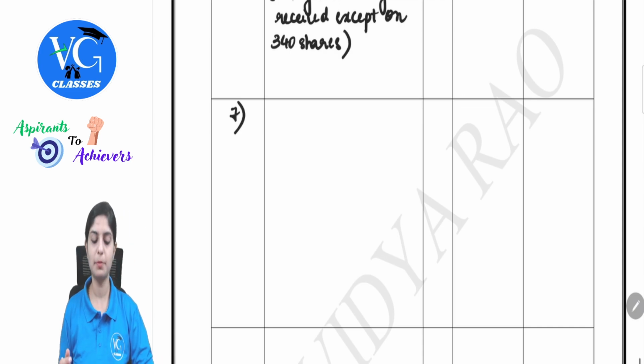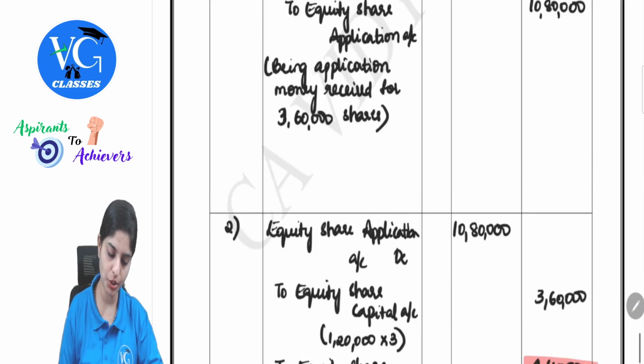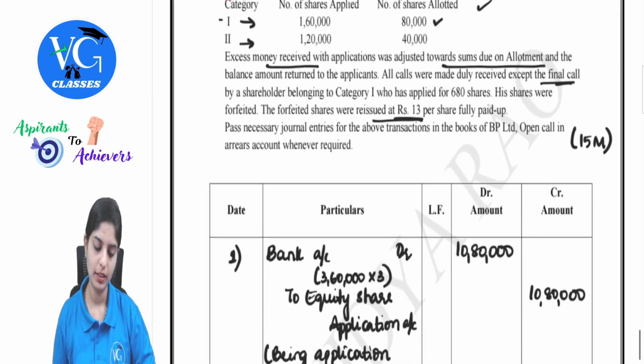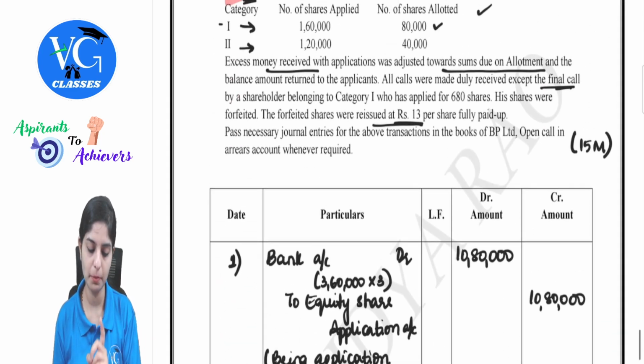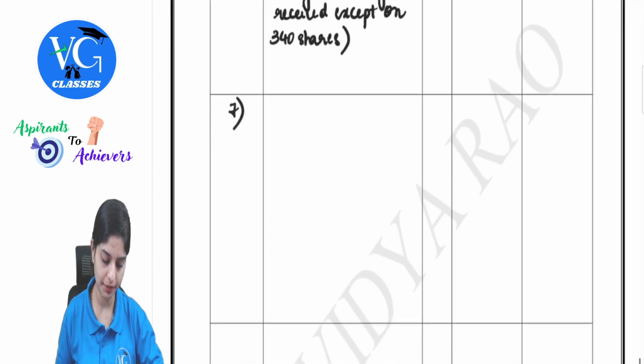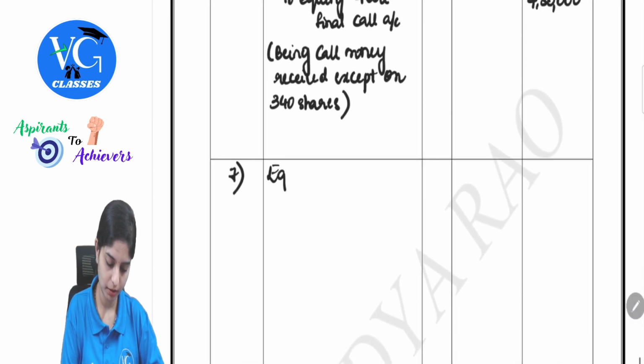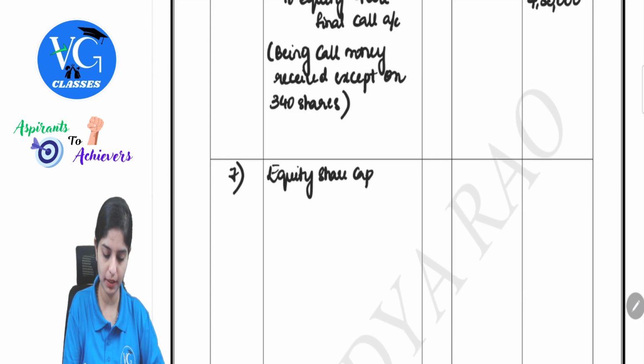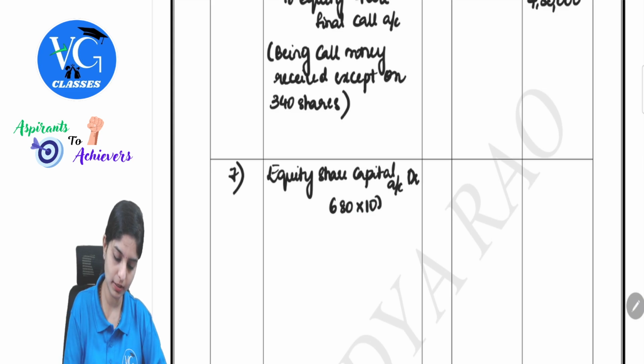Now these shares have been forfeited. The reason for forfeiture was non-payment of call. He applied, all calls were duly received except the final call. His shares were forfeited. So we will have to cancel the entry. Equity share capital account debit. Number of shares is 340 into 10.